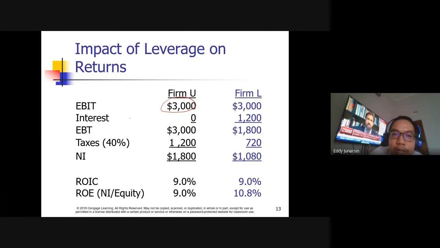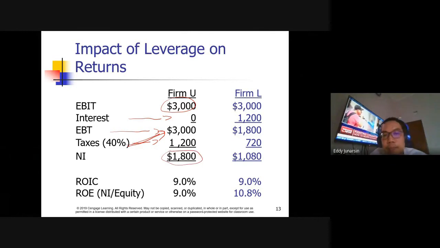Because it has no debt, it pays no interest expense. So this is the EBT, earnings before taxes. And then these are the taxes, right? 40%, the highest bracket again. 40% of EBT is 1,200. So the net income would be 1,800.